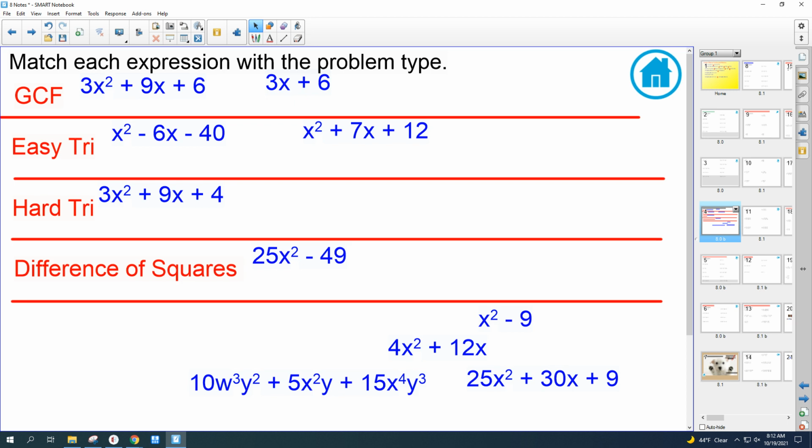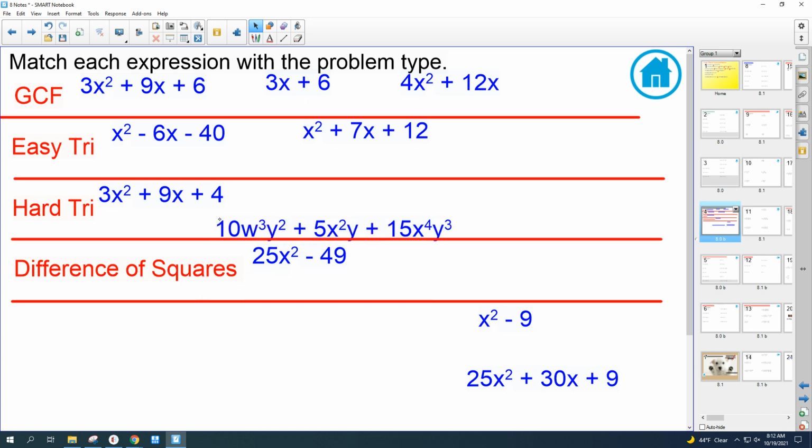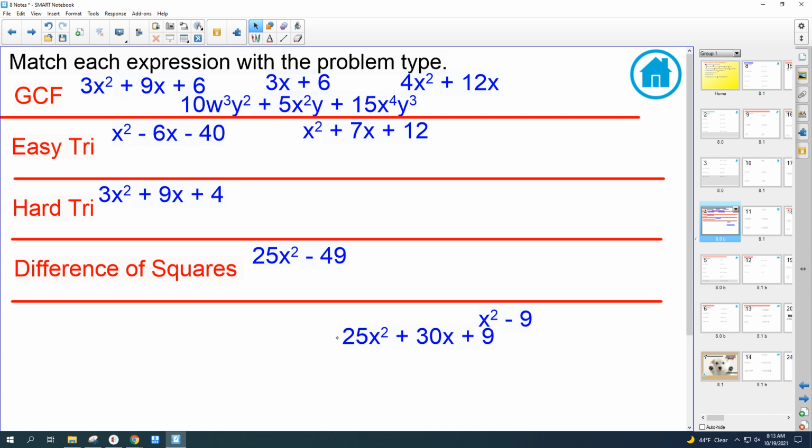I think most people are pretty good at recognizing that one, but some of the other ones kind of blend in. To me, when you see one that just looks different, it's probably going to be a GCF. So get in the habit of always looking for a GCF first. This one, definitely a GCF. Anytime it looks really super complicated and weird, probably going to be a GCF. This one, hard trinomial. And this one, difference of squares. Okay, so we've got to be able to classify those problems so we know how to attack them.